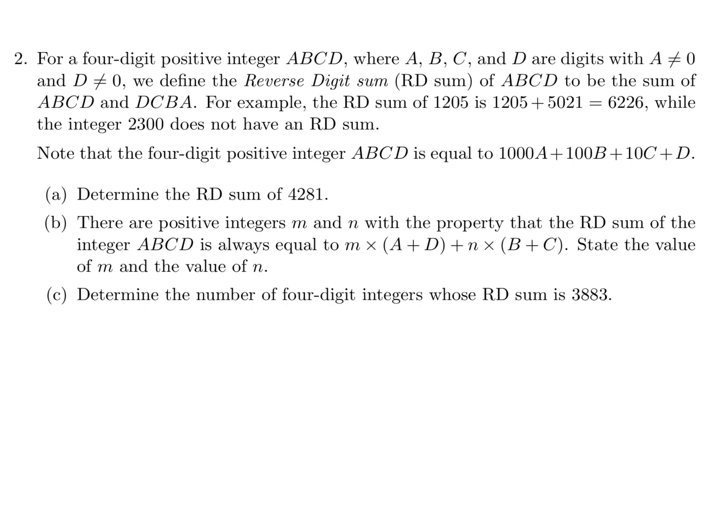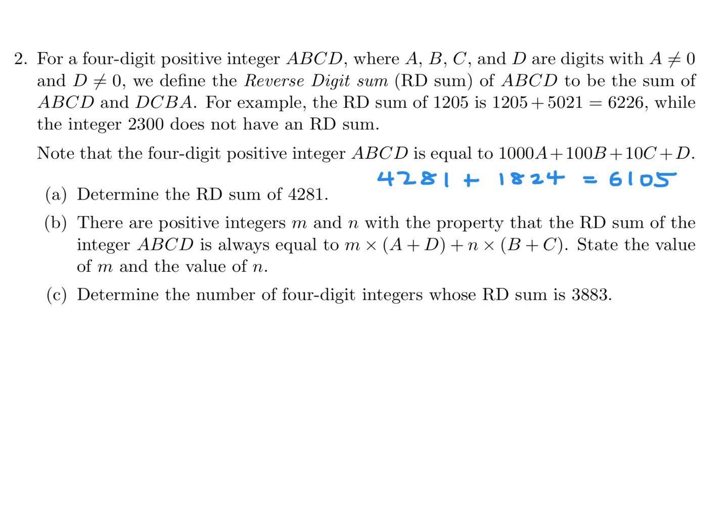For a 4-digit positive integer ABCD, where A, B, C, and D are digits, with A not equal to 0 and D not equal to 0, we define the reverse digit sum, RD sum, of ABCD to be the sum of ABCD and DCBA. For example, the RD sum of 1205 would be 1205 plus 5021, which is 6226, while the integer 2300 does not have an RD sum. Note that the 4-digit positive integer ABCD is equal to 1000A plus 100B plus 10C plus D. Determine the RD sum of 4281. 4281 RD sum would be that plus its reverse, which is 1824. And when you add those up, it's 6105.